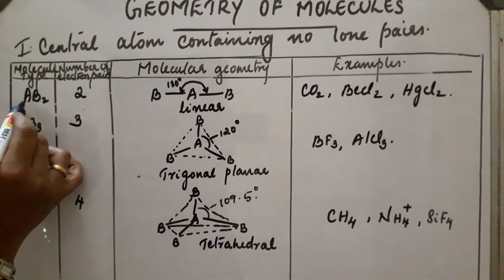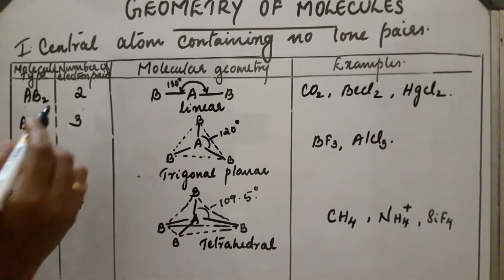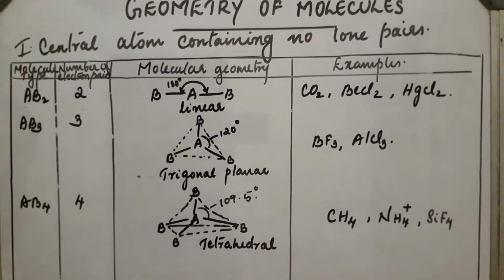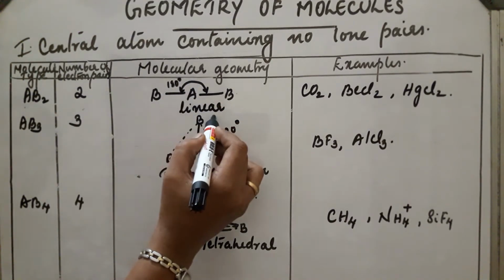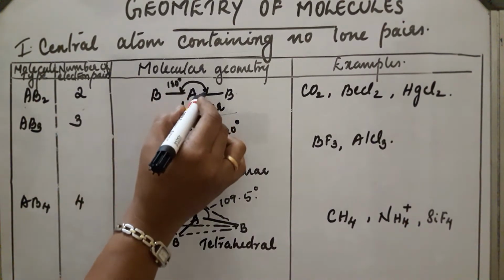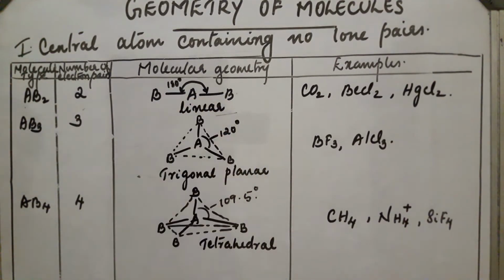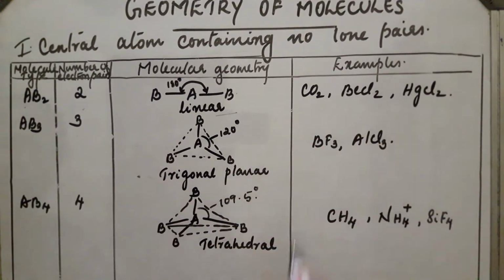A represents the central atom and B represents the surrounding atom, and two electron pairs are present, so it contains two covalent bonds, and the molecular geometry will be linear. It is linear in shape, and the BAB angle is 180 degrees. Examples are carbon dioxide, BeCl2, HgCl2. All these are AB2 type.